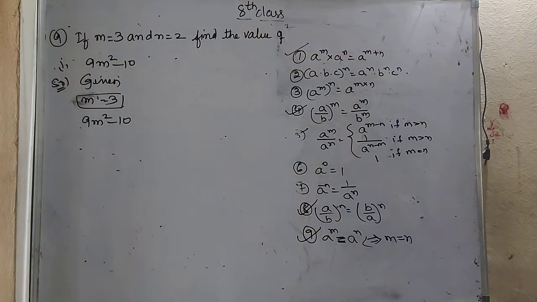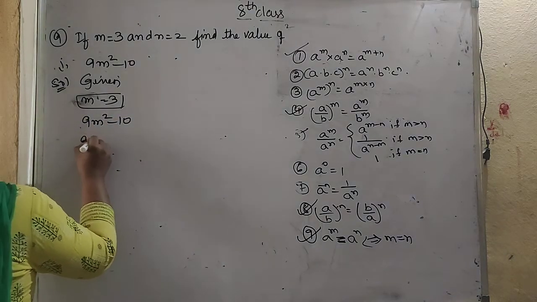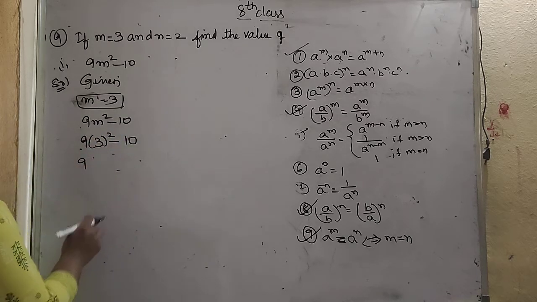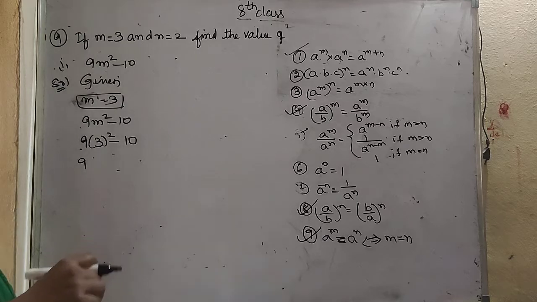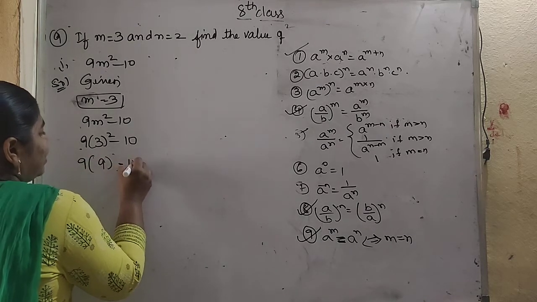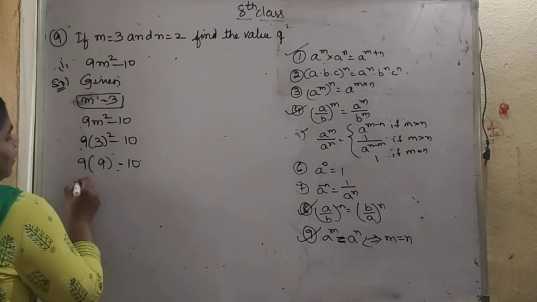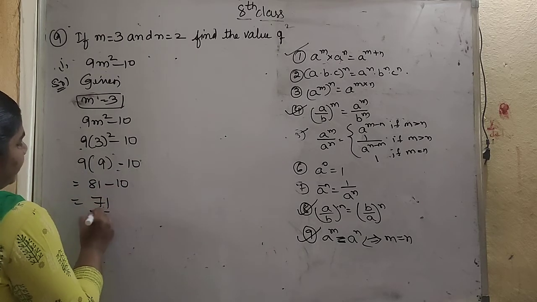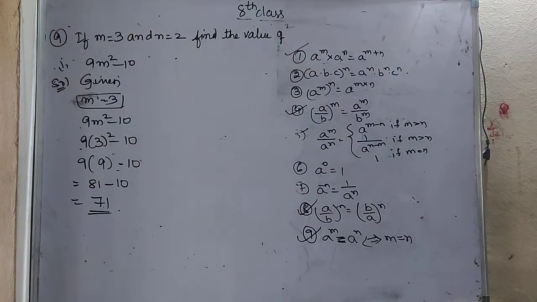So in place of m we have to substitute 3 now. 9, 3 square minus 10. So 3 square is how much? 3 we have to multiply 2 times. That will be 9, 9 again minus 10. 9 nines will be 81 minus 10. That will be equals to 71. So this is our first equation, 9m square minus 10.